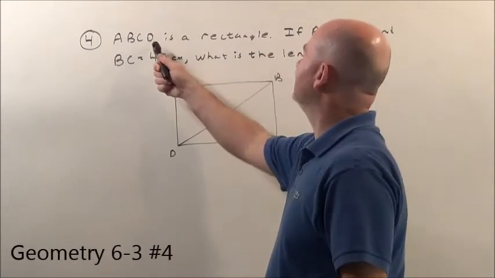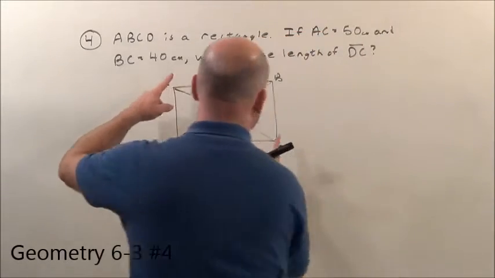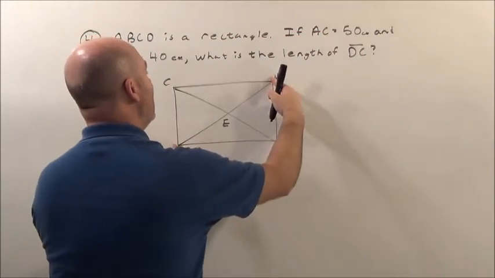Problem 4. It says ABCD is a rectangle. So we have a rectangle here. AC's length, that length is 50. Well, if that's 50, I know that's 50.